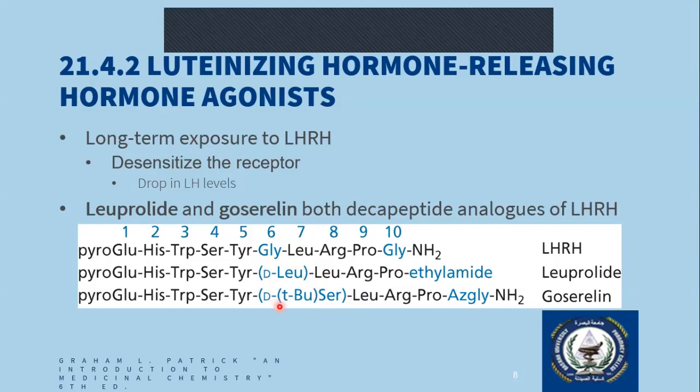Also, changing the amino acid glycine at position number 10 with a suitable group like those two will make the analog, will increase the affinity of the analog to the receptor. Okay.